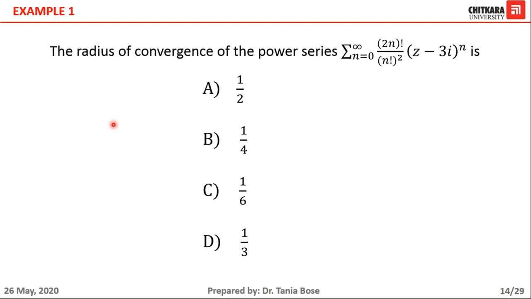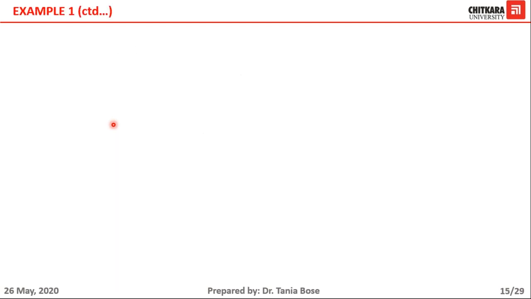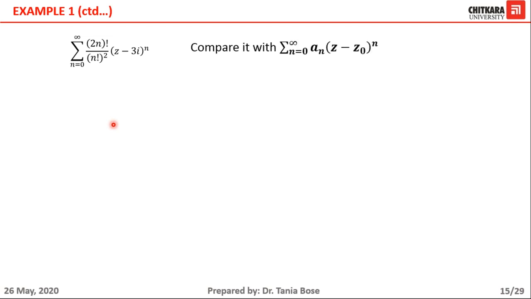So first of all, let us see how to calculate the radius of convergence. The given question was this. We compare it with the power series definition. The power series definition is summation a n into z minus z naught raised to power n. By comparing it, you can easily tell me what is a n. a n is equal to 2n factorial upon n factorial square, right? Now let us calculate a n plus 1. For a n plus 1, you will simply replace n with n plus 1. So this term becomes 2n plus 2 factorial in the numerator. Likewise, in the denominator, n factorial will become n plus 1 factorial, right?